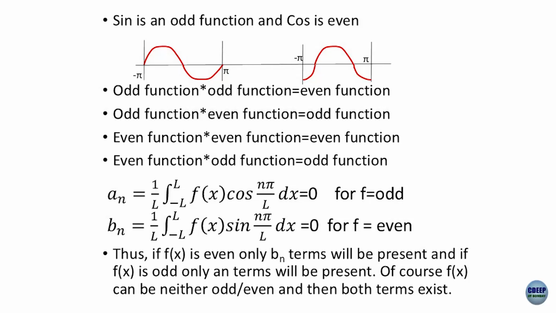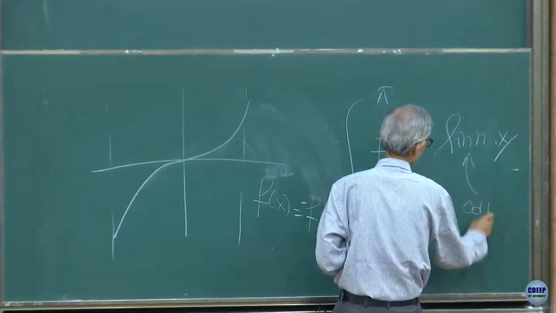So in the case of the Fourier series, when we now go ahead and look at the coefficients, if you are having an f(x) which is going to be an odd function, we know this is an odd function.